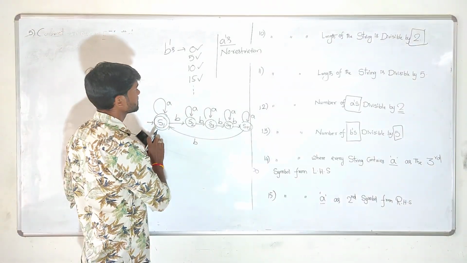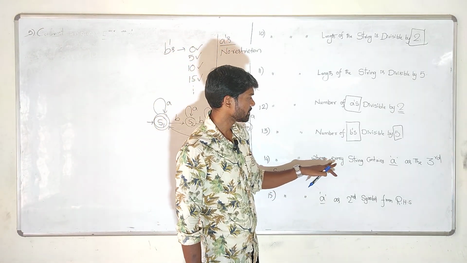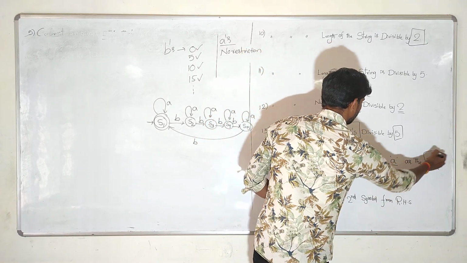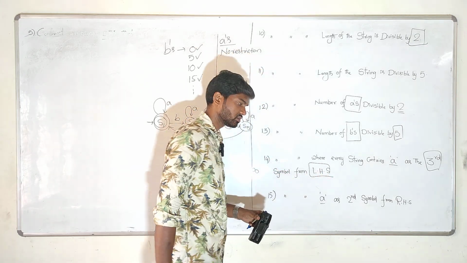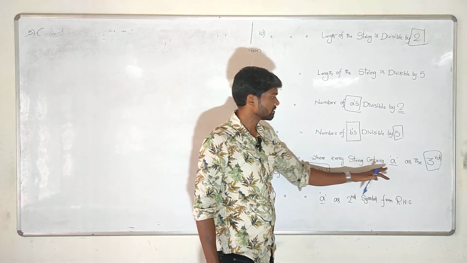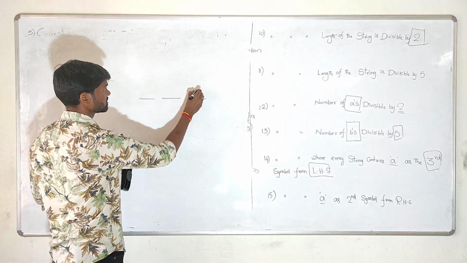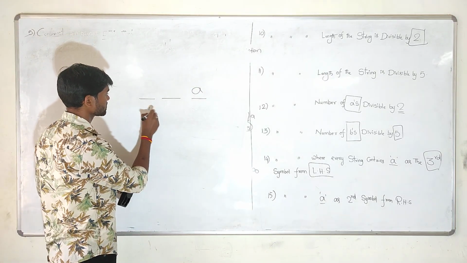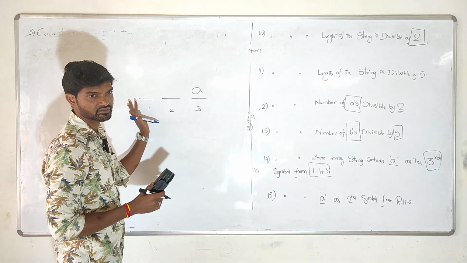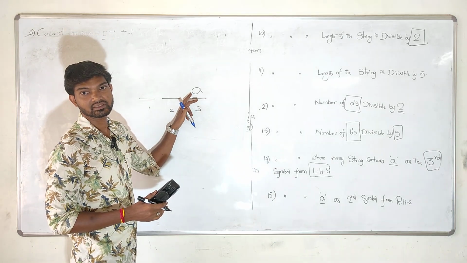And coming to the 14th question, same: construct a minimal DFA that accepts all the strings of A's and B's where every string contains A as the third symbol from the left hand side. So he is saying that A should be from the left hand side. From the left hand side, A is in which position? Third position. So this is the first position, second position, third position. When the string comes, if you take any string, in the third position from the left hand side, which symbol should be there? The A symbol should be there.